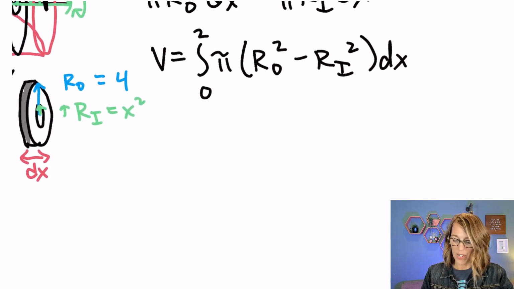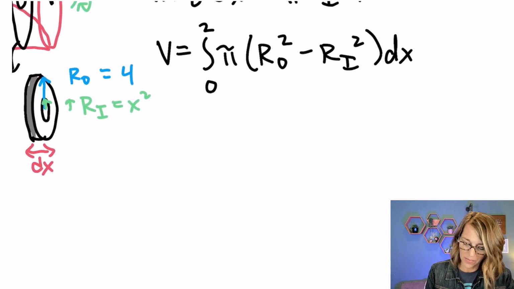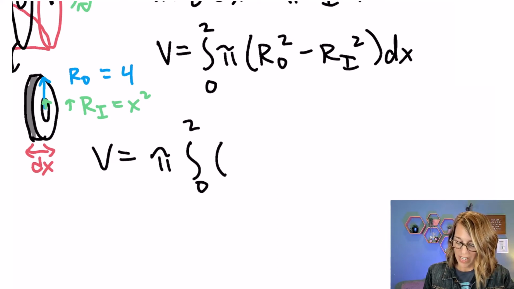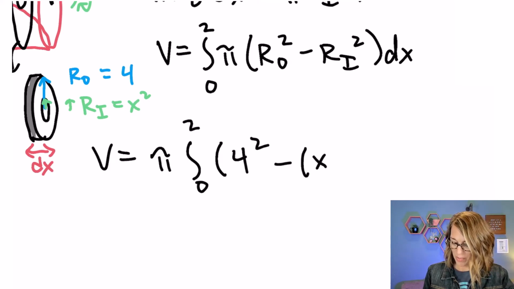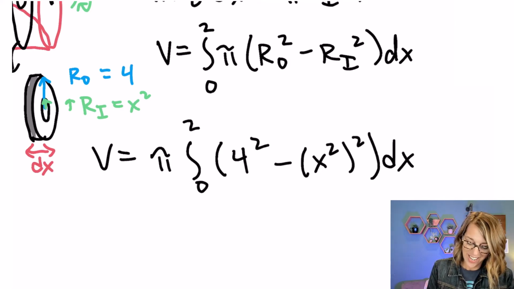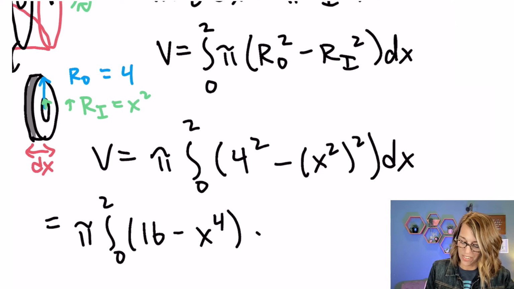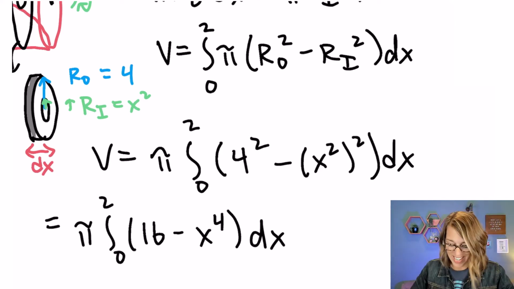Let's go ahead and work through all of this and plug in what we know. So our volume is, I'm going to pull that pi on the outside, 0 to 2. My outer radius is 4, and I'm going to square that, minus my inner radius, which is x squared, and I'm going to square that, dx. So we get pi, integral from 0 to 2, 4 squared is 16 minus x to the 4th, dx, and I'm ready to integrate.